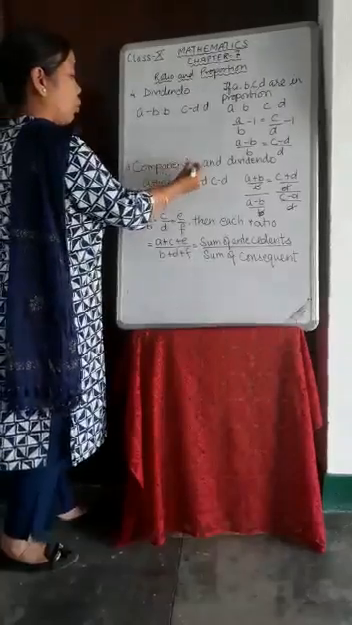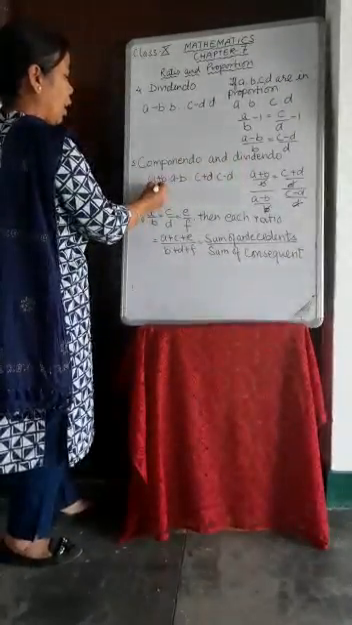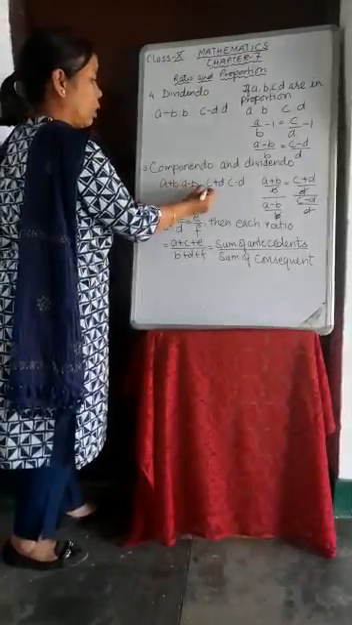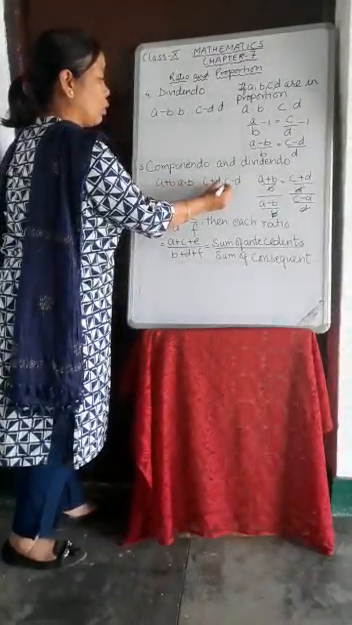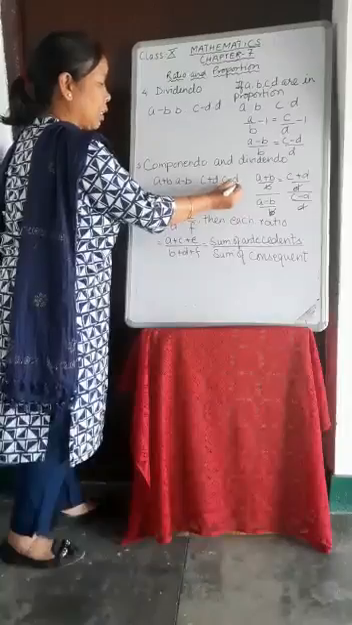So according to componendo and dividendo property, A plus B is to A minus B is equal to C plus D is to C minus D.